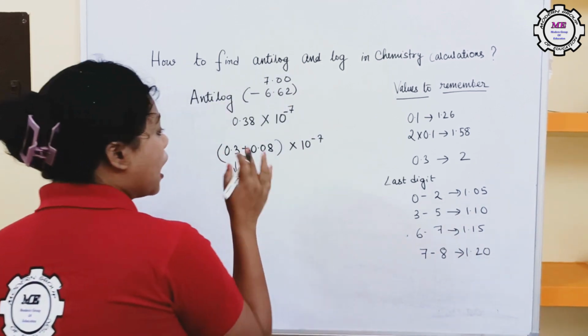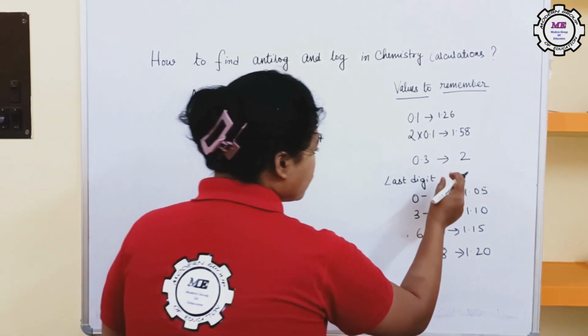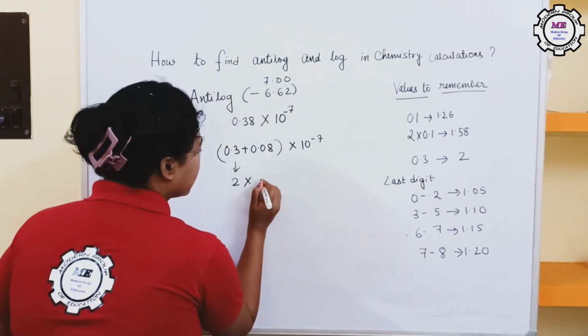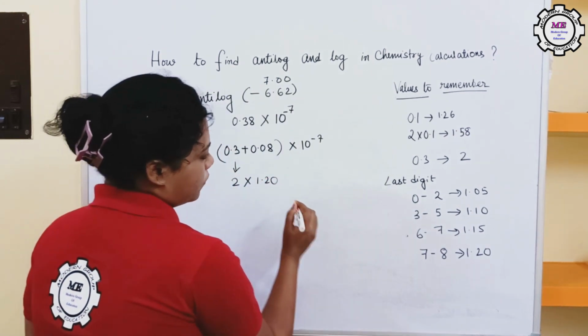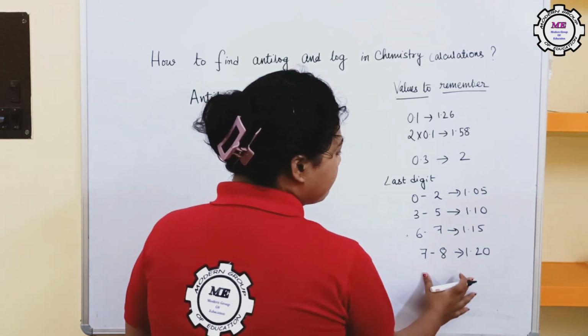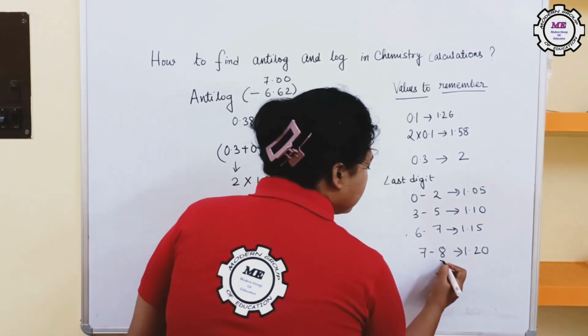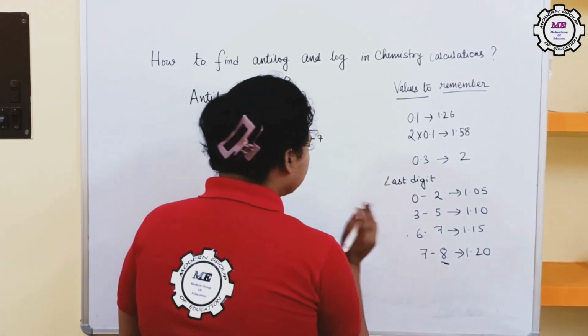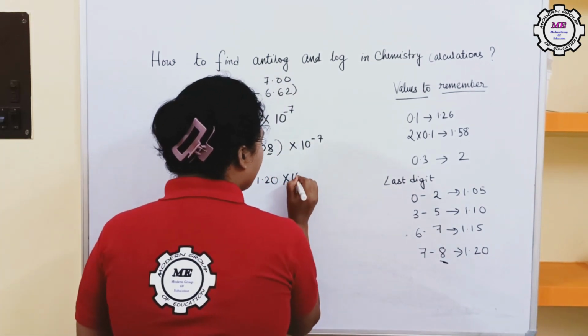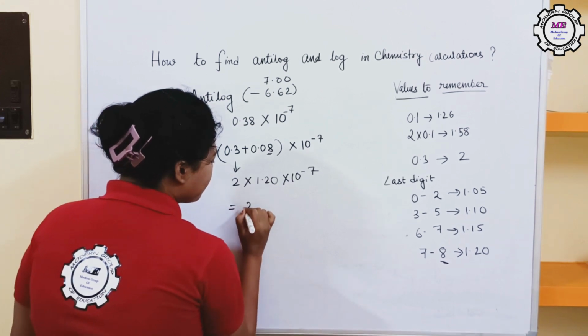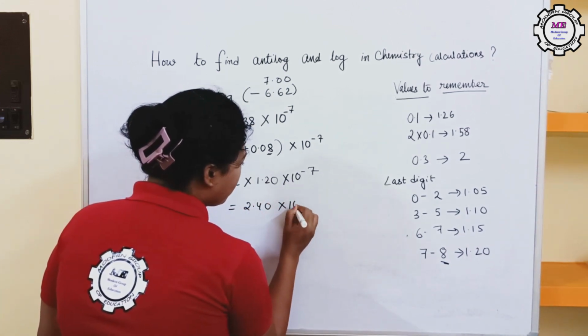So 0.3 is 2 and 0.08, now what is the last digit? The last digit over here is 8, so I will take 1.20. Are you getting it? The last digit I was talking about is this. So the last digit is 8, so I will take 1.20 into 10 to the power minus 7. So this comes as 2.40 into 10 to the power minus 7.